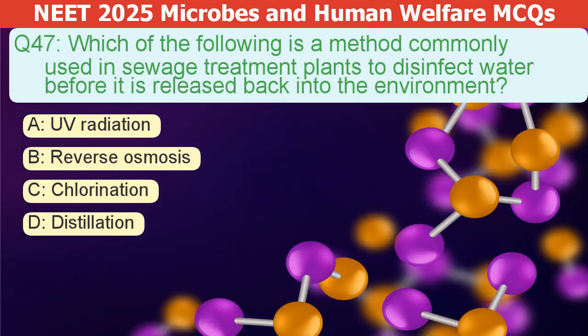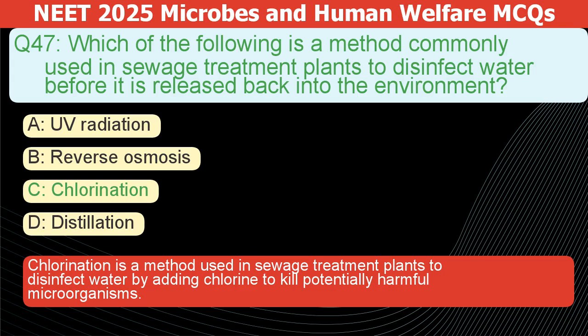Which of the following is a method commonly used in sewage treatment plants to disinfect water before it's released back into the environment? A. UV radiation. B. Reverse osmosis. C. Chlorination. D. Distillation. The correct answer is C. Chlorination is a method used in sewage treatment plants to disinfect water by adding chlorine to kill potentially harmful microorganisms.